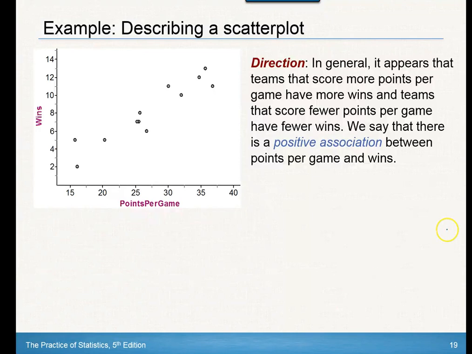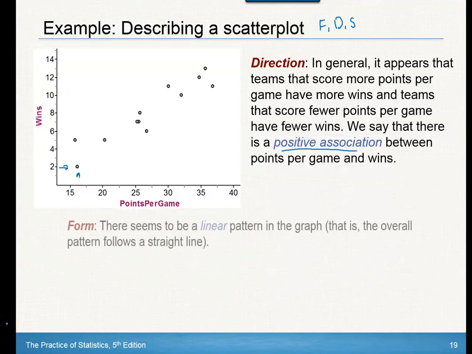So we want to describe this scatter plot. Remember, when you see the words describe the scatter plot, you make sure that you're going to do form, direction, and strength. Notice here we're comparing points per game to the number of wins. In general, it appears that teams that score more points per game have more wins, and teams that score fewer points per game have fewer wins. So if you look at this, this is like a positive slope. Therefore, there's a positive association between points per game and wins.